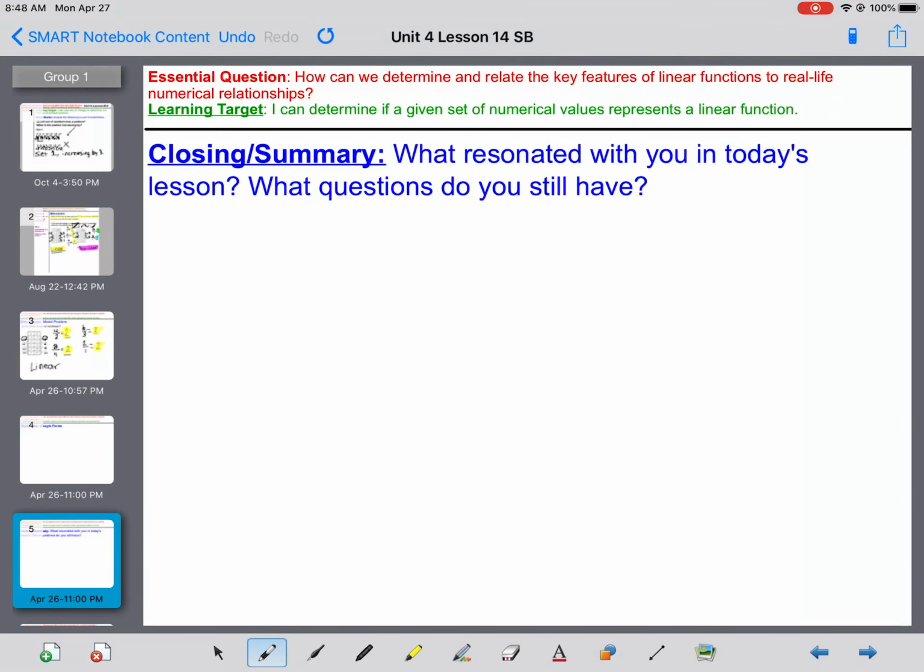And then for closing, it's closing/summary. A lot of you have been giving very vague summaries and closings. I just need you to write down what it is that you learned from today's lesson. Okay, so what resonated with you means, what did you learn? What is today's skill that you need in order to answer today's question? And if you have any other questions, feel free to go ahead and write those questions down.